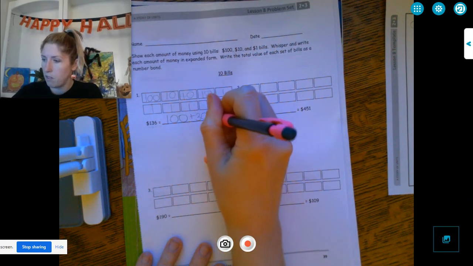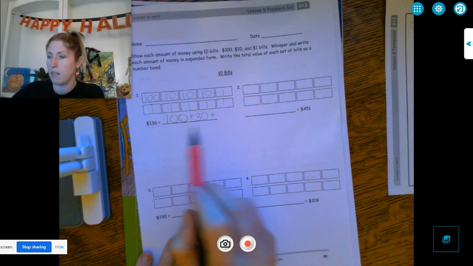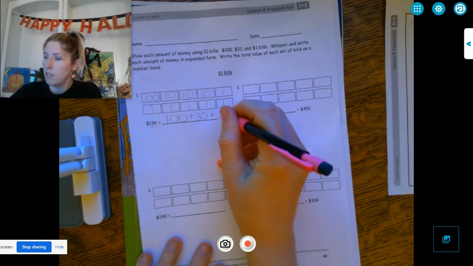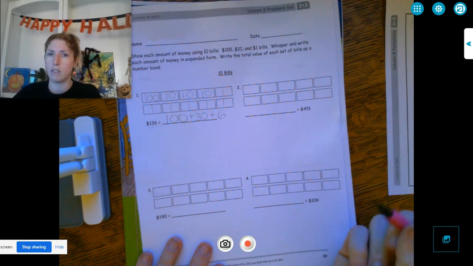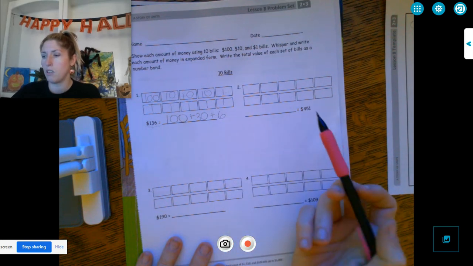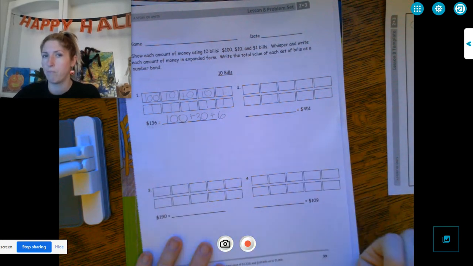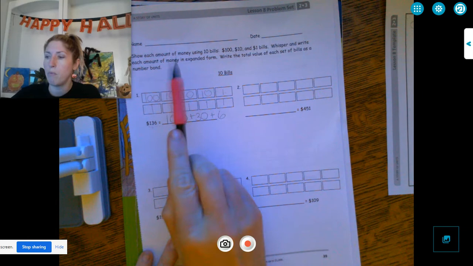30 plus how many ones? 6 ones. And we don't need to put equals 136 because it's right here. Good job. Okay, and then there was one more thing we needed to do.